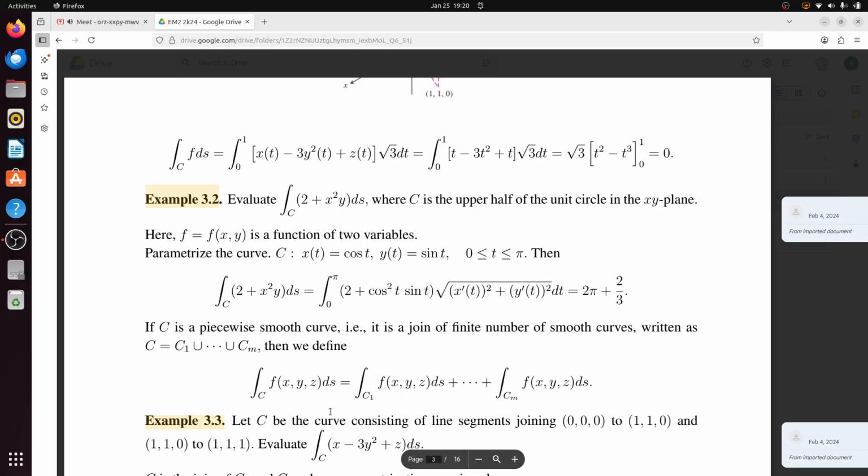Sir, minus 1 by root 2 minus 3 by 2. Minus 3 by 2, then you need to just add them.